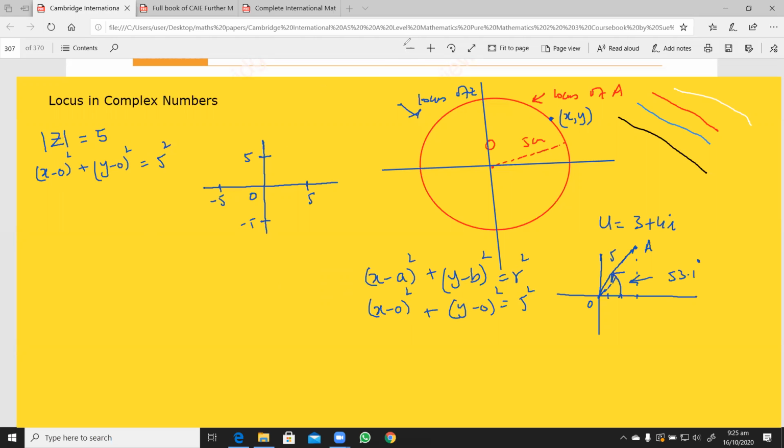Now, pay attention carefully. You have to tell me, can I write this as modulus of x plus iota y minus 0 plus 0 iota, equal to 5?